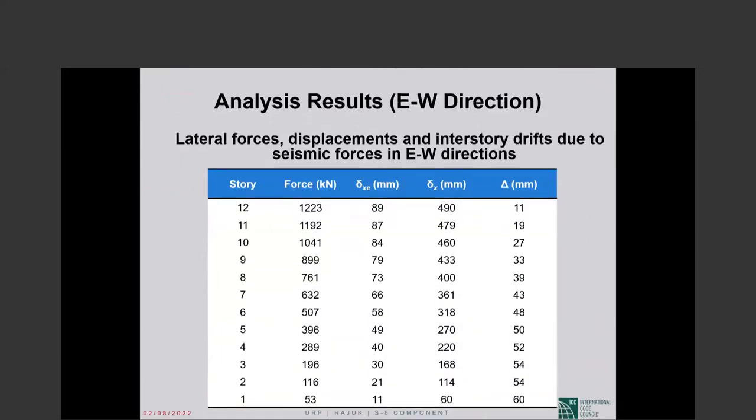Now we analyze that building that you saw in the east-west direction, that is the left to right direction. These are the stories, the forces at the various floor levels, and the delta sub XE values. These are directly from analysis. This is after we have amplified by C sub D.